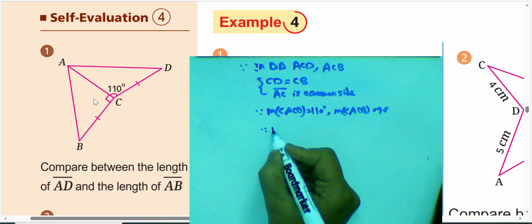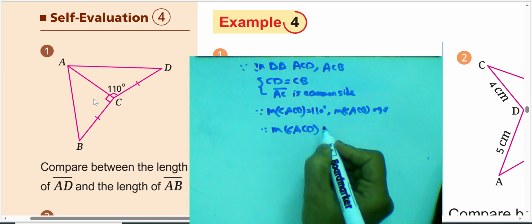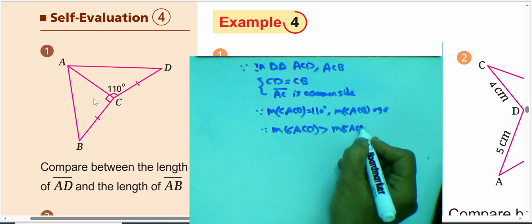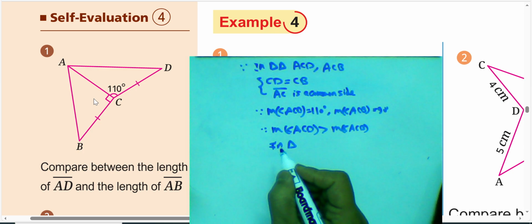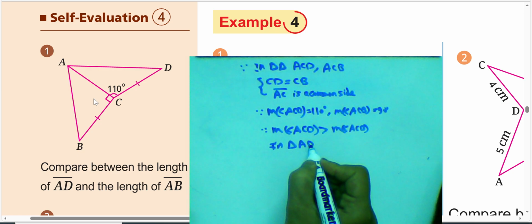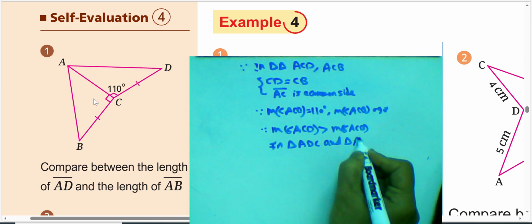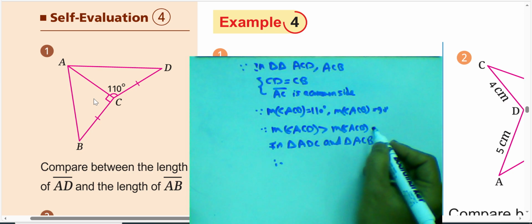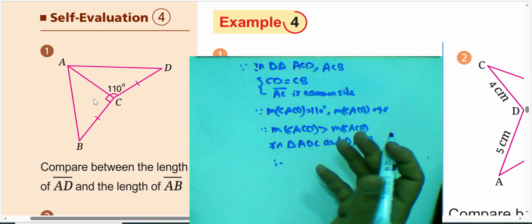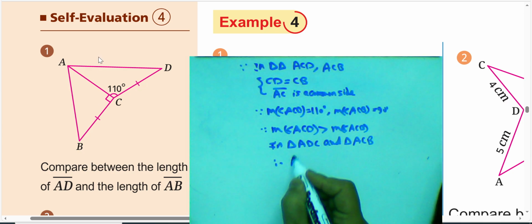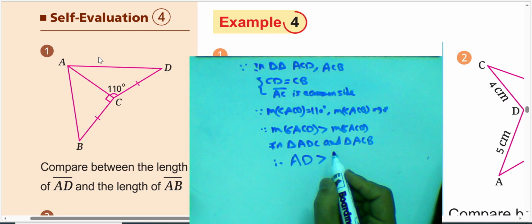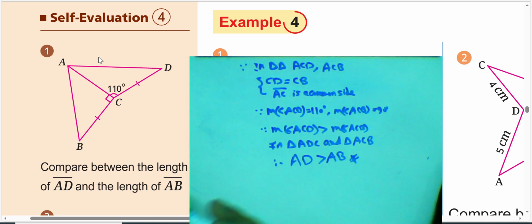And we have the difference relation between two angles. The measure of angle ACD will be greater than the measure of angle ACB. In triangle EDC and triangle ACB, we have a relation between two angles in the two triangles, then the greater angle is opposite the greater side, so ED will be greater than AB. Okay, he wants to compare between the two lengths ED and AB.